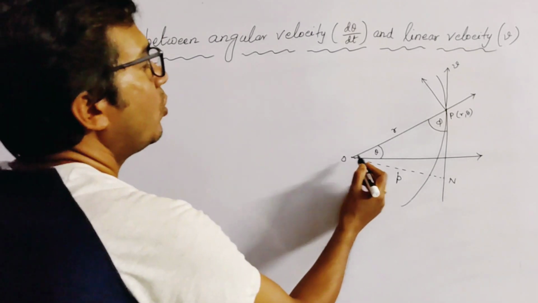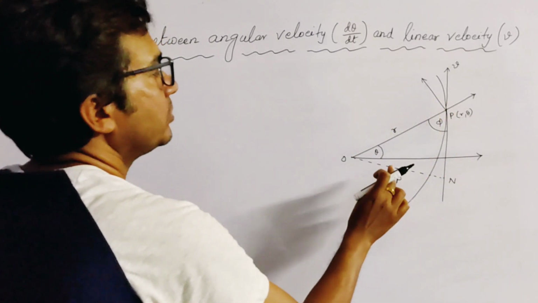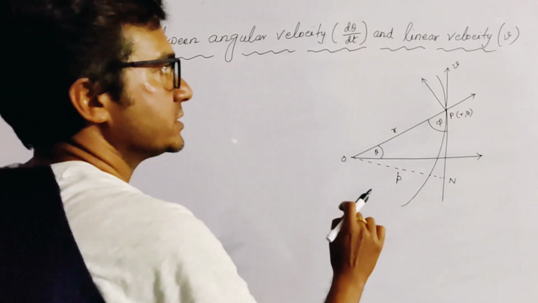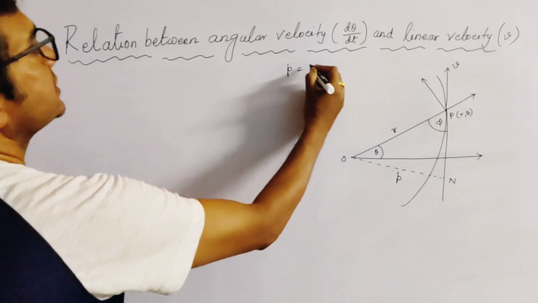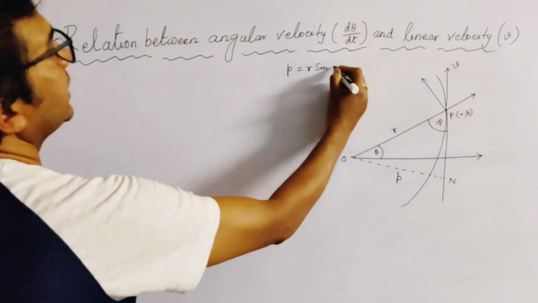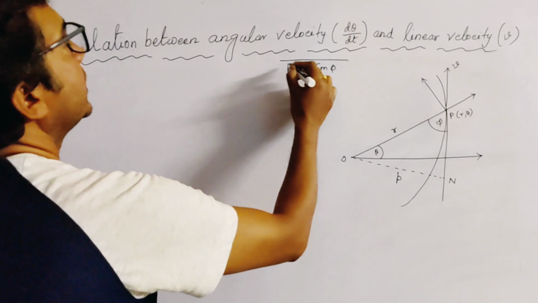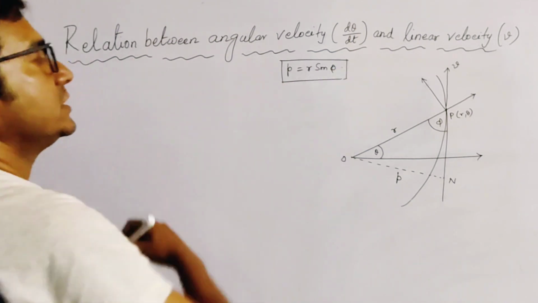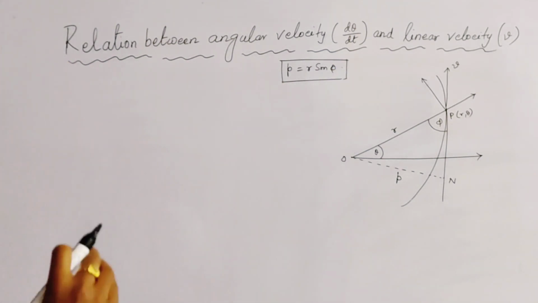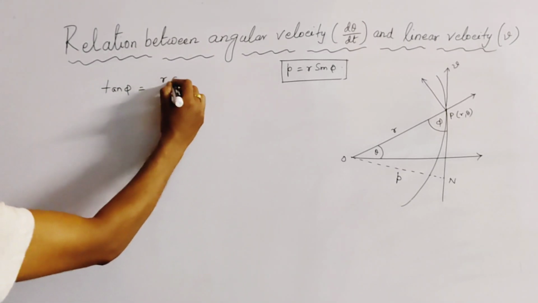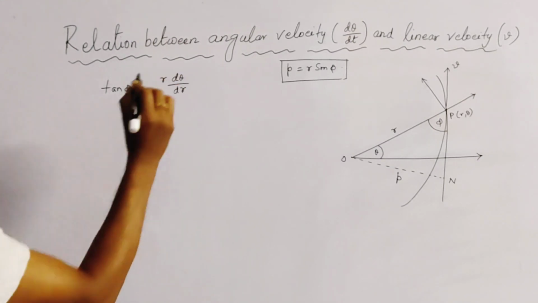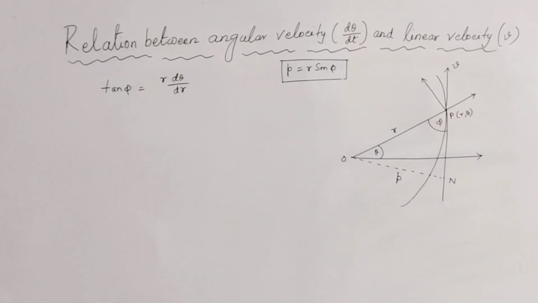Then from the triangle ONP, this is the height and this is the hypotenuse. So we get p equal to r sin φ. This is an important relation of differential calculus. Now we know from differential calculus that tan φ is equal to r dθ/dr.